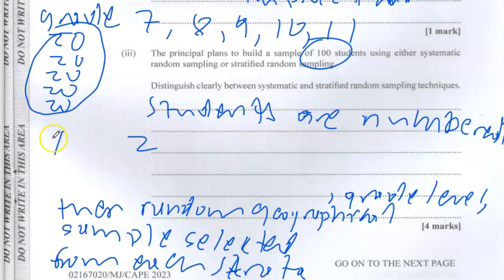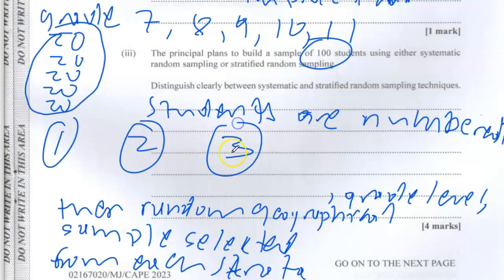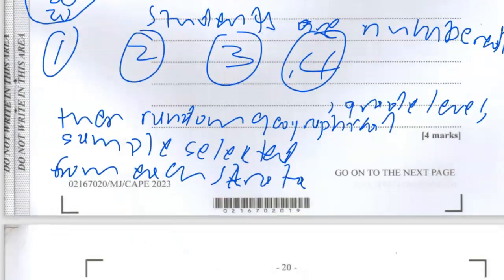So you count to 5, you choose the student at 5th, you choose the student at 10 to be the second student, the student at 15 to be the third, and so on. The student at 20 to be the 4th student, and so on. Alright, so that's an example of systematic sampling. Alright, let's move on.